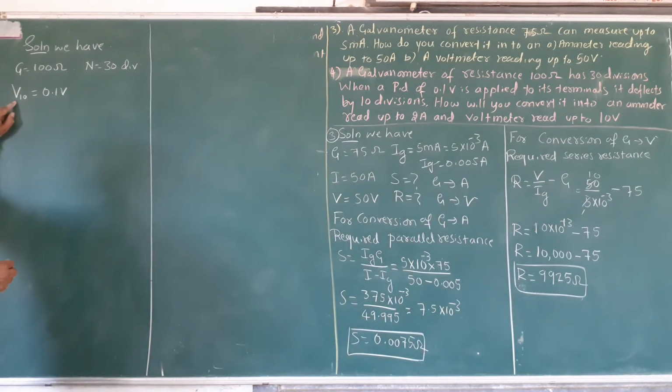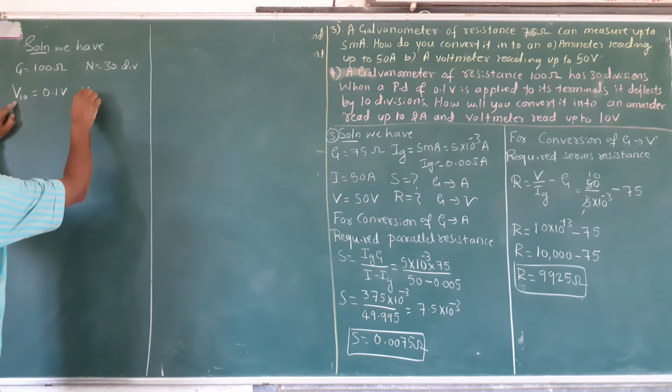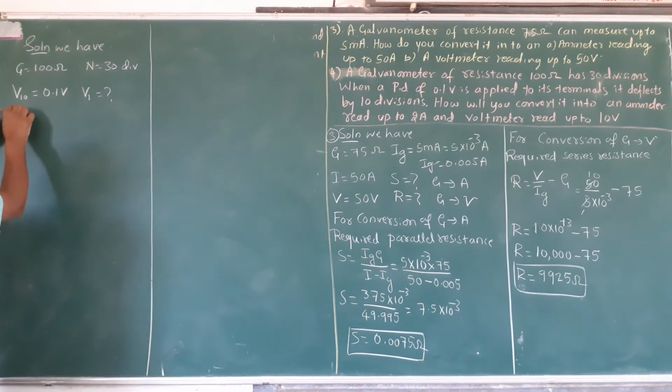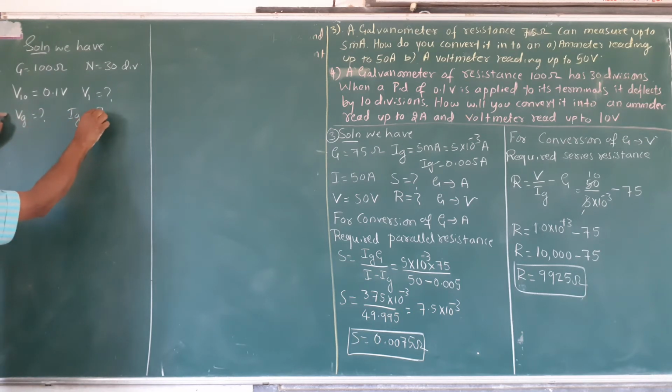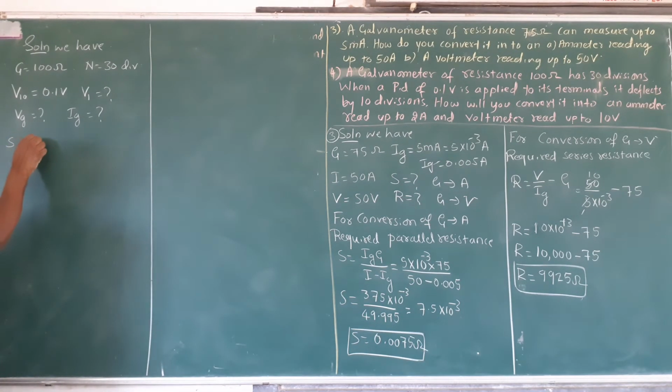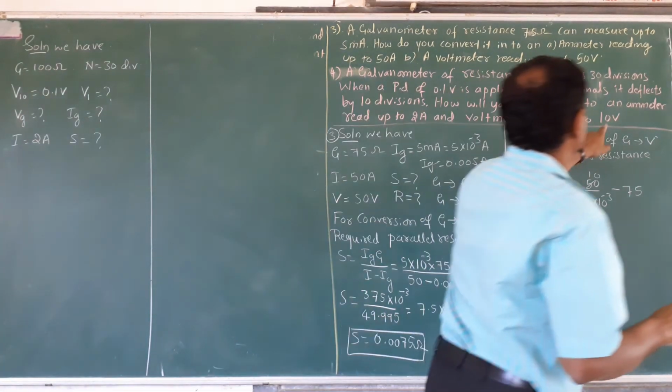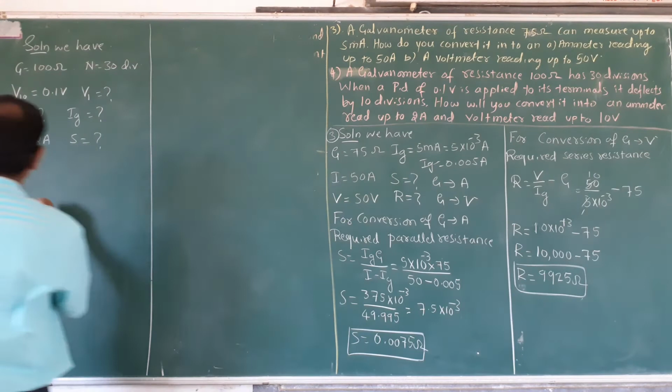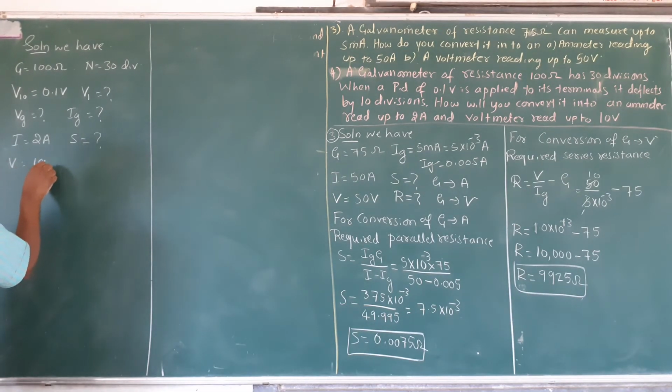Yes, this is V10. First you have to calculate V1, and you have to calculate Vg. Then you have to calculate Ig. Then you have to calculate S, question mark. This I for the conversion is 2 ampere. S is question mark. For the conversion to voltmeter, V is equal to 10 volt. For that, R you have to calculate.